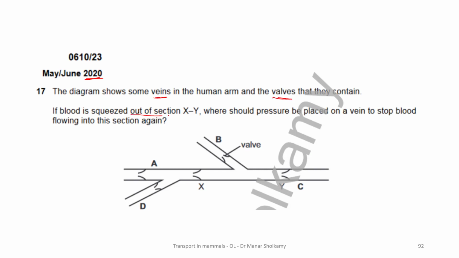If blood is squeezed out of section XY, where should the pressure be placed on a vein to stop the blood flowing into this section again? So we want to prevent the backflow of blood. So we want to apply pressure to prevent this backflow of blood. This pressure, where will it be? A or B or C or D?